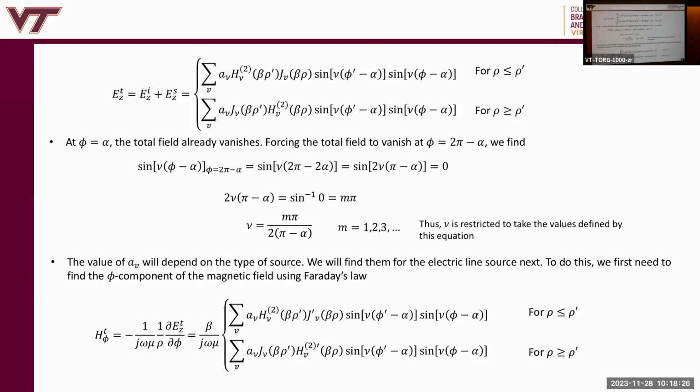Differentiate. Oh, no. Looks like we differentiated with respect to rho here. H nu prime. Okay, maybe I made a mistake. Let's do the derivation really quick. So, what are we using? Faraday's law. Curl of E is equal to minus j omega mu H. So, H is equal to minus 1 over j omega mu, the curl of E.